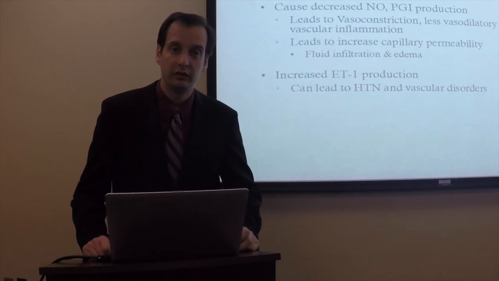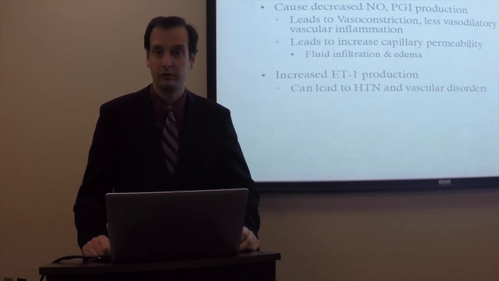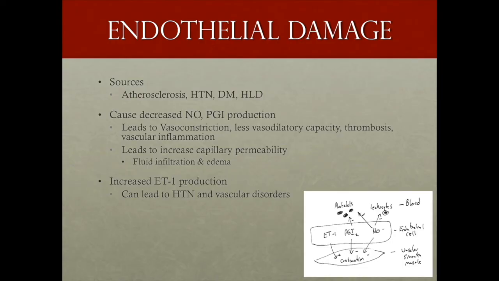When there's endothelial damage, be the source atherosclerosis, hypertension, diabetes, or hyperlipidemia, this causes decreased nitric oxide and prostacyclin production. This leads to chronic vasoconstriction, less vasodilatory capacity, thrombosis, and vascular inflammation. It also leads to increased capillary permeability and fluid infiltration and edema. Increased endothelin-1 production can lead to hypertension and vascular damage and the above process.